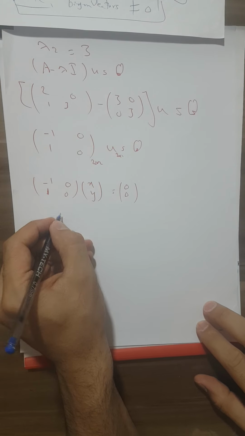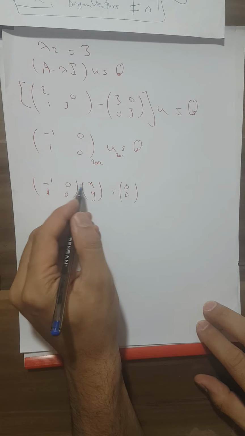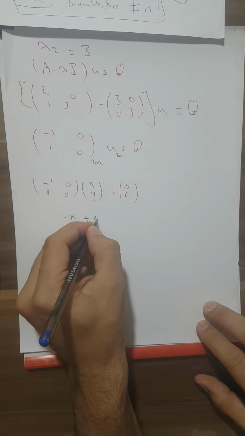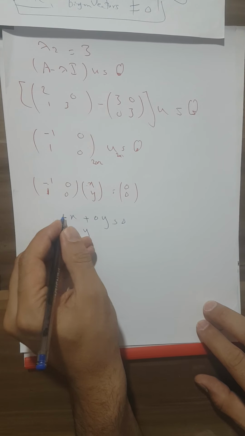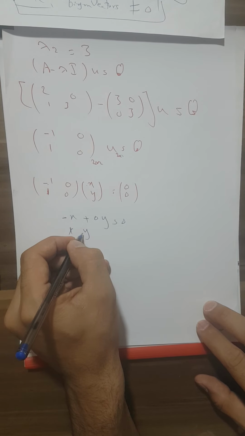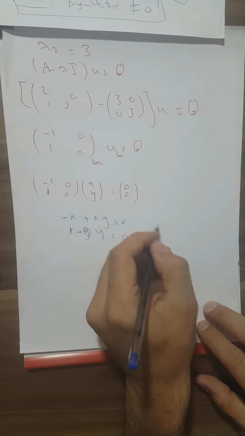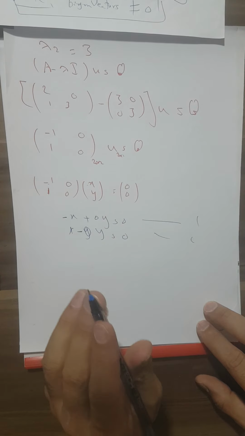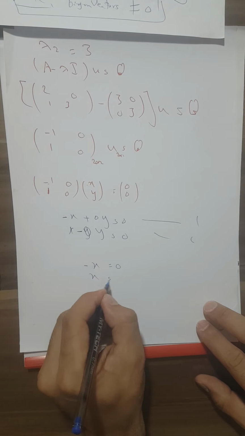When you multiply this one, you say minus x plus 0y is equal to 0. And the other is 1x plus 0y again is equal to 0. This is equation number 1, equation number 2. Careful. Minus x is equal to 0, x is equal to 0.